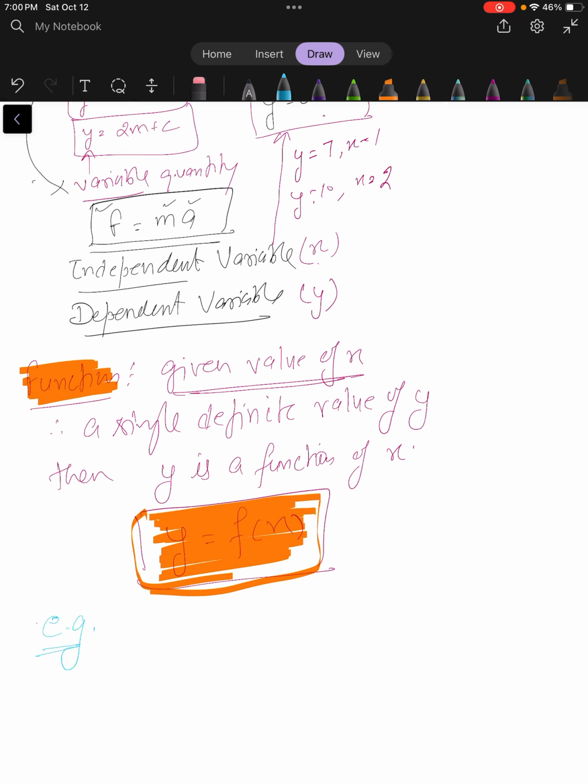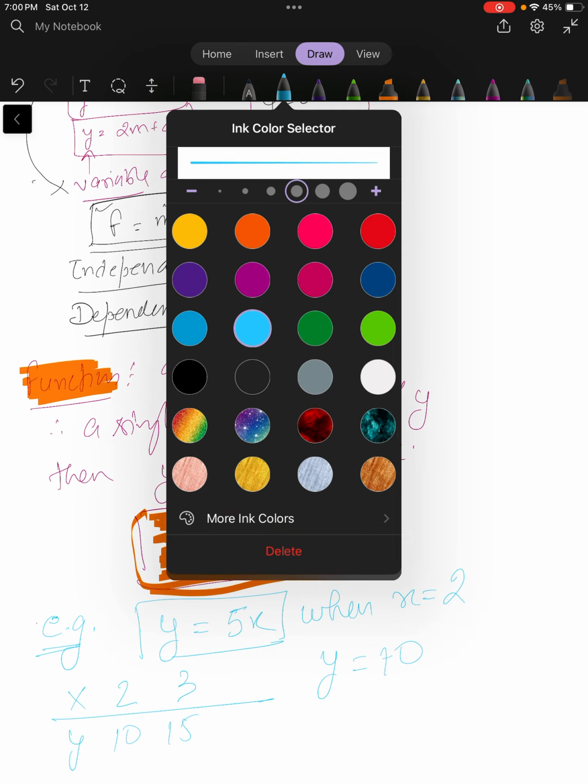So an example of this function is, if I am just writing here y is equal to 5x. So when x is equal to 2, I am just taking here 2, the value of y will be 10. When I am substituting, let's take here x and y. When I substitute the value of x as 2, the value of y is 10. When I am substituting 3, the value of y will be 15. Any doubt till this point?